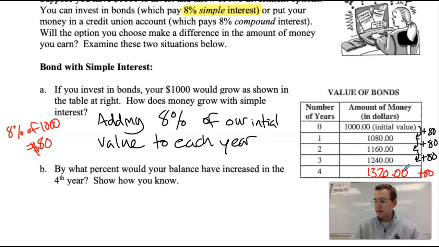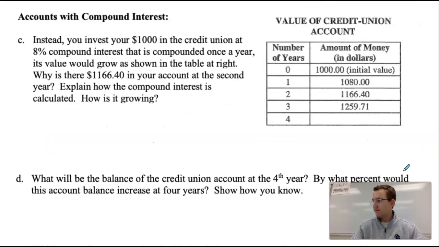So now let's go down to the bottom part of the page and take a look at part C. Our accounts with compound interest. Instead of investing in simple interest in a bond, now we're going to put it into a credit union savings account. And what that means is we're going to invest with 8% compound interest that is compounded once per year. So again, 8% compound interest. With simple interest, we're adding the same amount of interest every single year. Compounding is going to be just a little bit different.